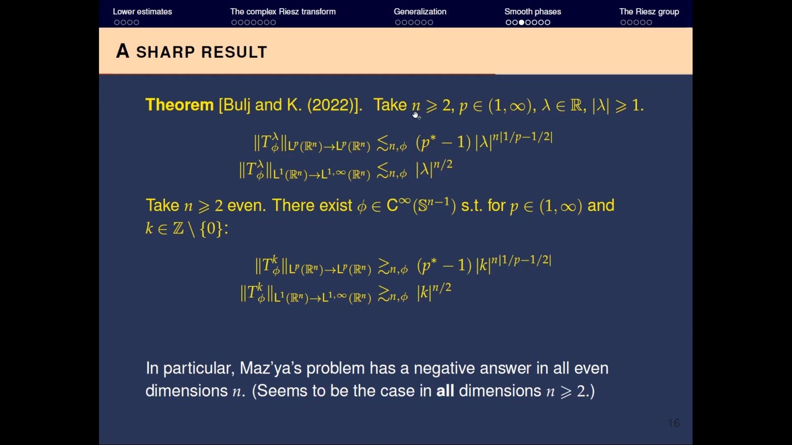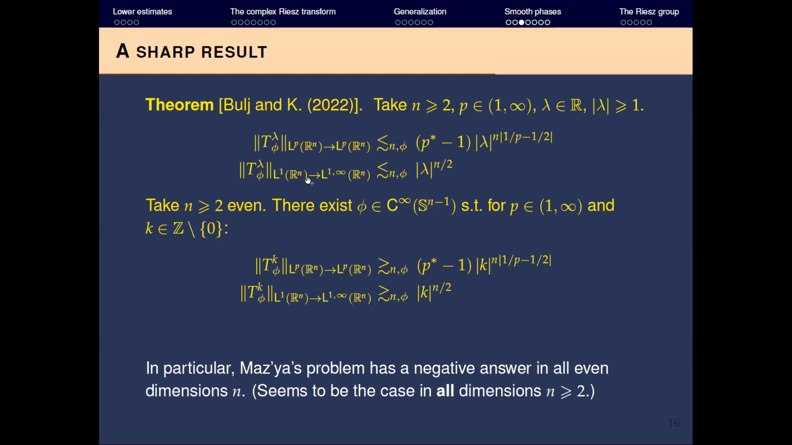So we have the following result. In any dimension n, for any exponent p and any parameter lambda, we have upper bounds of this form for all smooth phases, right? The upper bounds are always similar to what you saw happens for the complex Riesz transform. You again have p star minus 1 times this parameter lambda raised to the power n times the absolute value of 1 over p minus 1 over 2. So this is the distance between 1/2 and 1 over p.